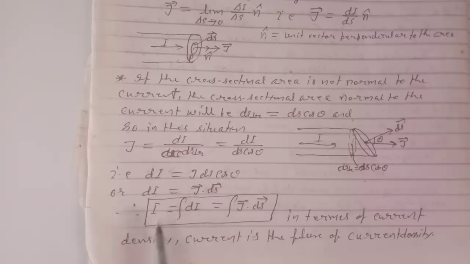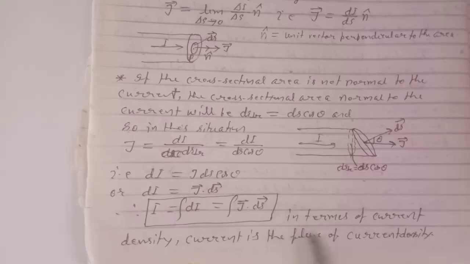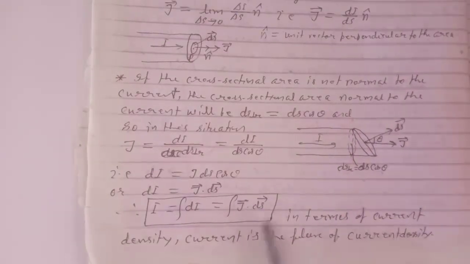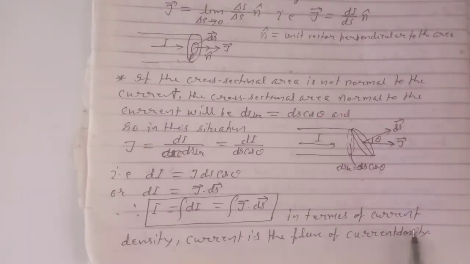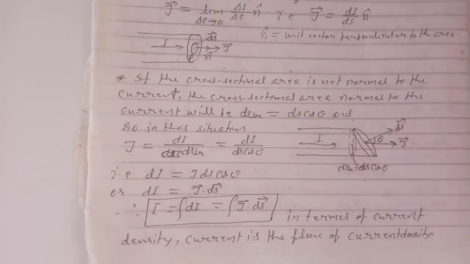So this is also a relation, or I equal to integration of dI, integration of J vector dot dS vector. In terms of current density, current is the flux of current density, and we know that the dot product of any vector with area is the flux of that vector. So here the vector is J vector, so it will be called the flux of current density.